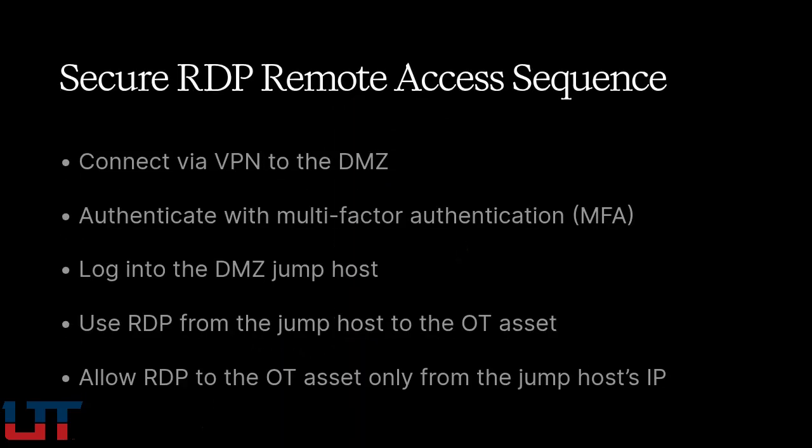Remote access for vendors and engineers who need RDP to an OT machine follows this sequence. VPN to the DMZ, authenticate with MFA, connect to the jump host in the DMZ. From the jump host, use RDP to reach the OT asset within the controlled internal network. The OT asset's RDP firewall rule permits connections only from the jump host's IP address, nothing else.